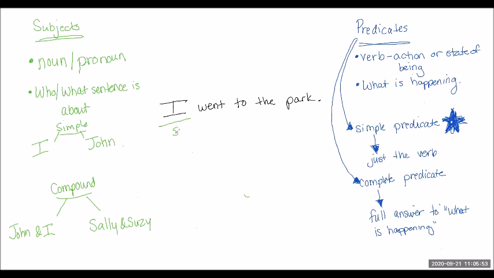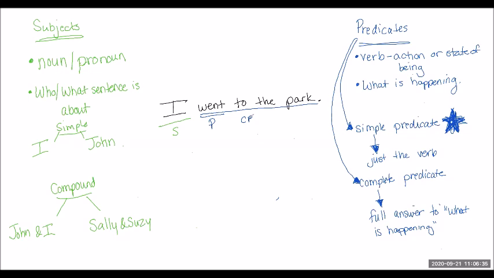Okay? I'm the one doing the action. The simple predicate in this sentence is went. What did I do? I went. My complete predicate is I went to the park. Okay? What did I do? I went. Okay? Where did I go? I went to the park. To the park adds to our complete predicate. Okay?